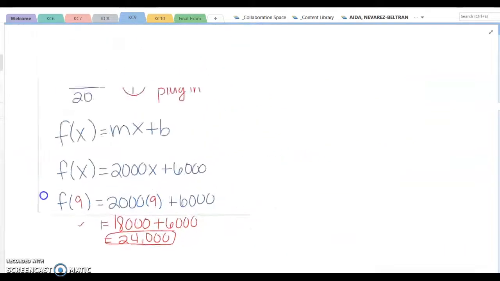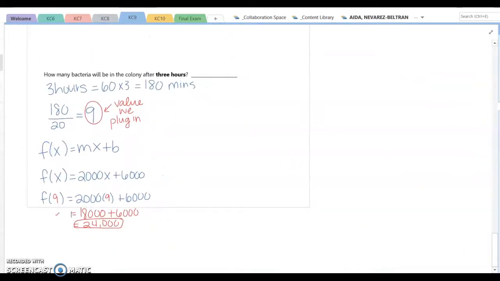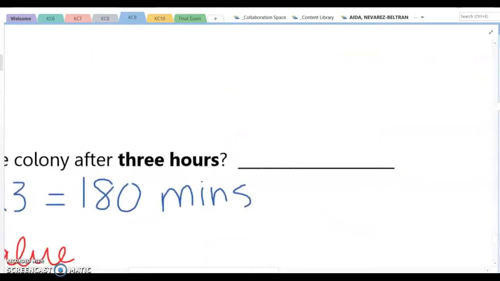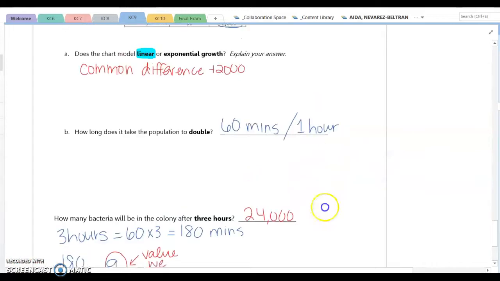So that is everything for your 9D notes. Here, let's just write it on. Here, 24,000. So that's everything for your 9D notes.